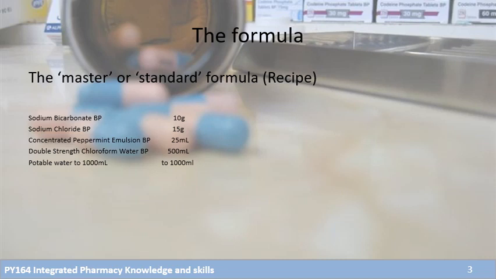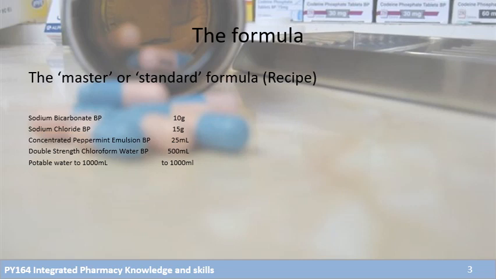Sodium chloride, 15 grams. The concentrated peppermint emulsion that we had before is 25 mils. Double strength chloroform water, 500 mils. And potable water, drinking water, to 1000 ml. And you can see that this is made up for 1000 mils, 1 litre.